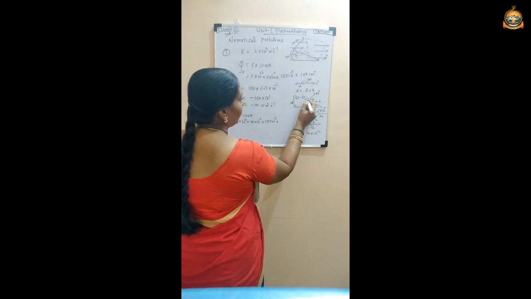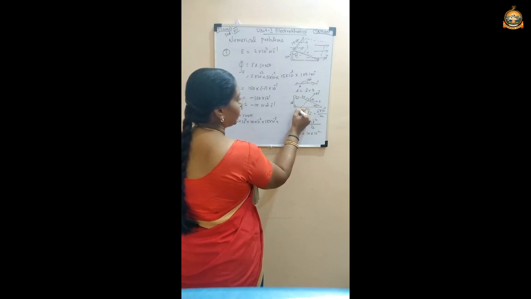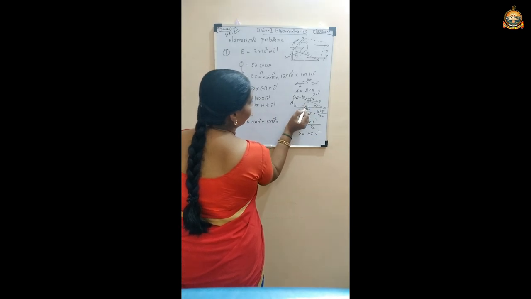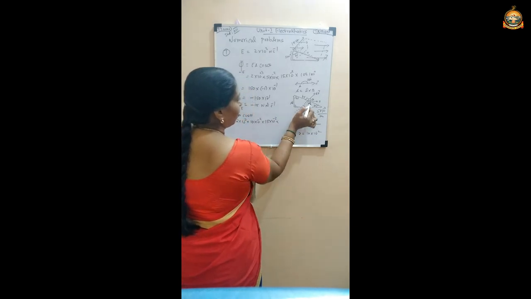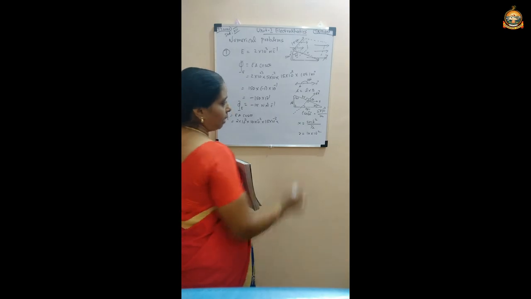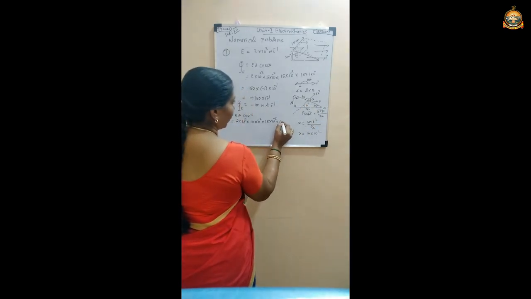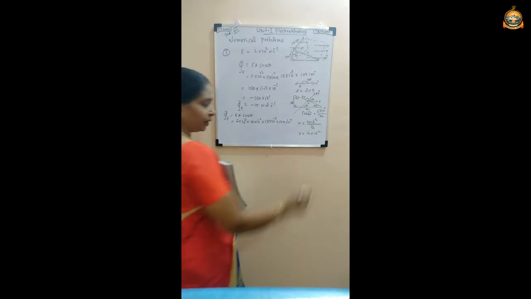Therefore, I am going to extend this line. Okay. Therefore, this becomes 90 degree. What is the angle here? This angle here is 30 degree, so this is 60 degree. Therefore, we have to write cos 60 degree. Understood?